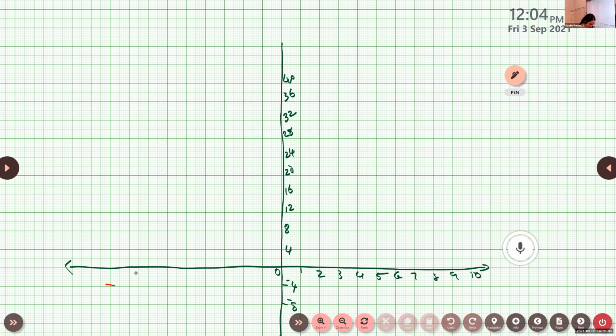Now the points are: x negative 3, y 40. Negative 2, 28. Negative 1, 18. Mid of 16 and 20.